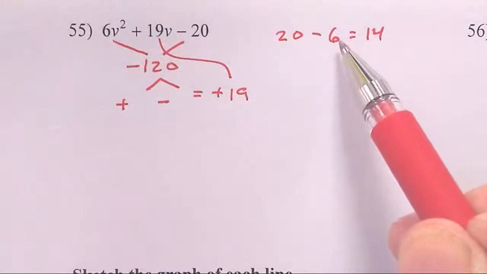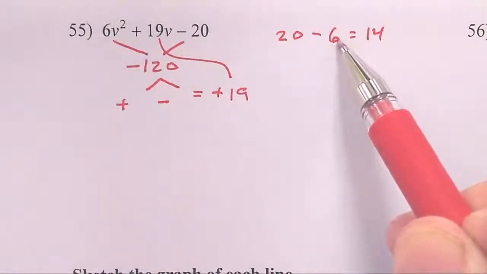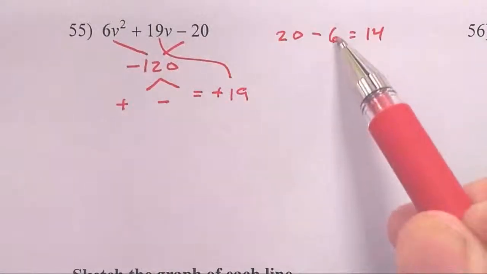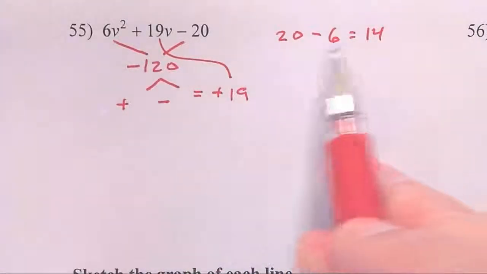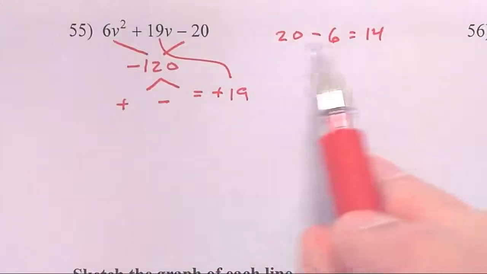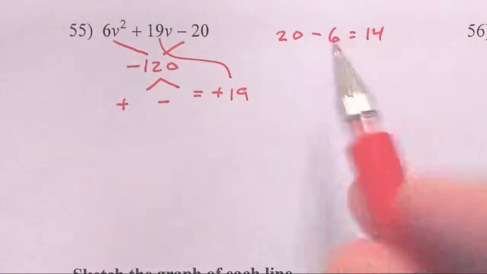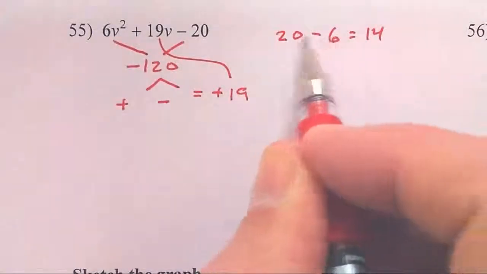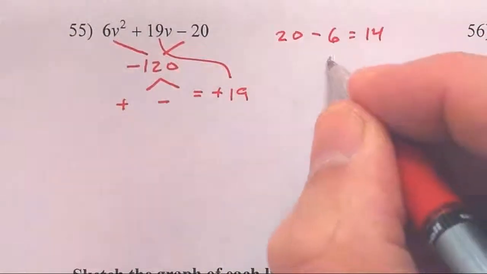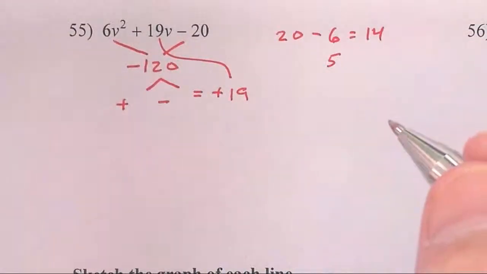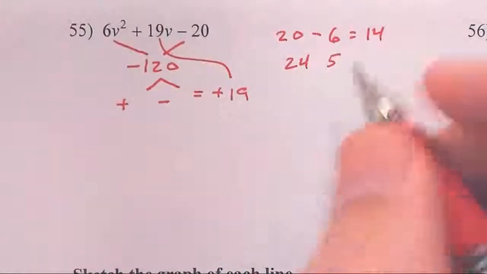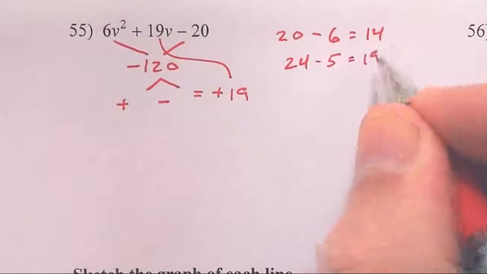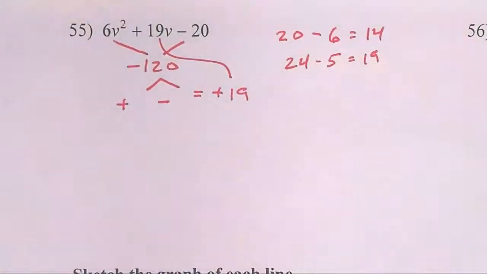So which direction do we go? You could just randomly choose to try 7, try 8, try 9, or try 5, try 4. But if the numbers fight, we subtract. These numbers are 14 apart. I need my numbers to be farther apart. I don't want to try numbers between 6 and 20. I want to get farther apart. So I might try 5. And 5 goes into 20 four times, and those fight to be 19. So I've got my magic numbers.